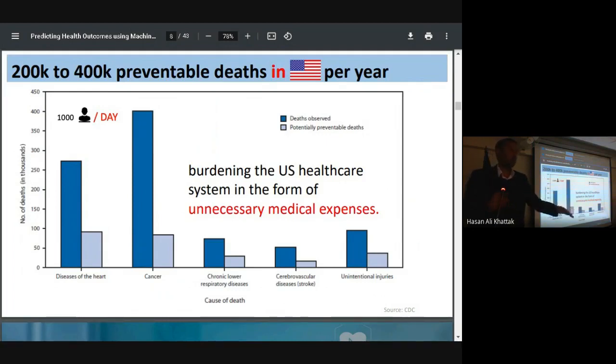Now the preventable deaths because of COVID, I'm sure these numbers are now much bigger. At this time maybe around a billion, but 200K to 400K preventable deaths because of heart disease.